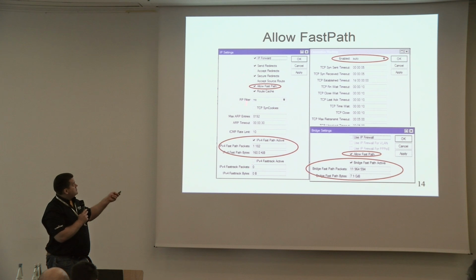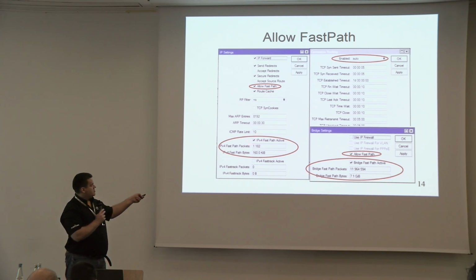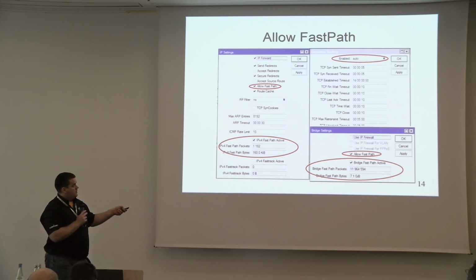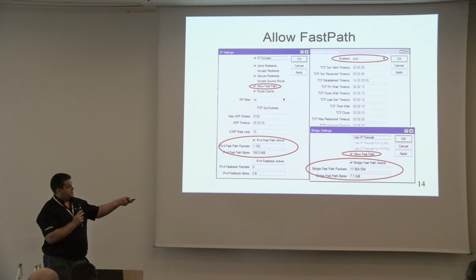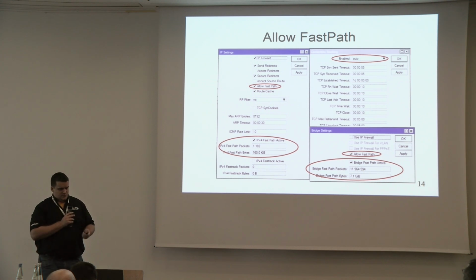For routing, it's allow FastPath here, and you can check the status over here. If everything works in FastPath, you will have a checkbox here, and some data going through. In the bridge, you have the same in the bridge settings: the checkbox and the option. What about configuration?